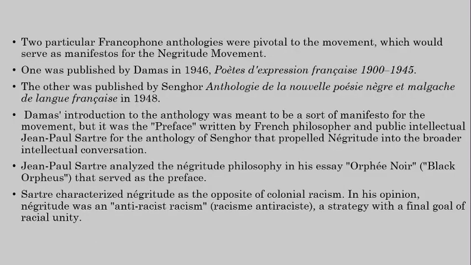Now, two particular Francophone anthologies were pivotal to the movement, which would serve as manifestos for the movement. One was published by Damas in 1946, titled Poètes d'expression française 1900 to 1945, and the other was published by Senghor, titled Anthologie de la nouvelle poésie nègre et malgache de langue française in 1948.